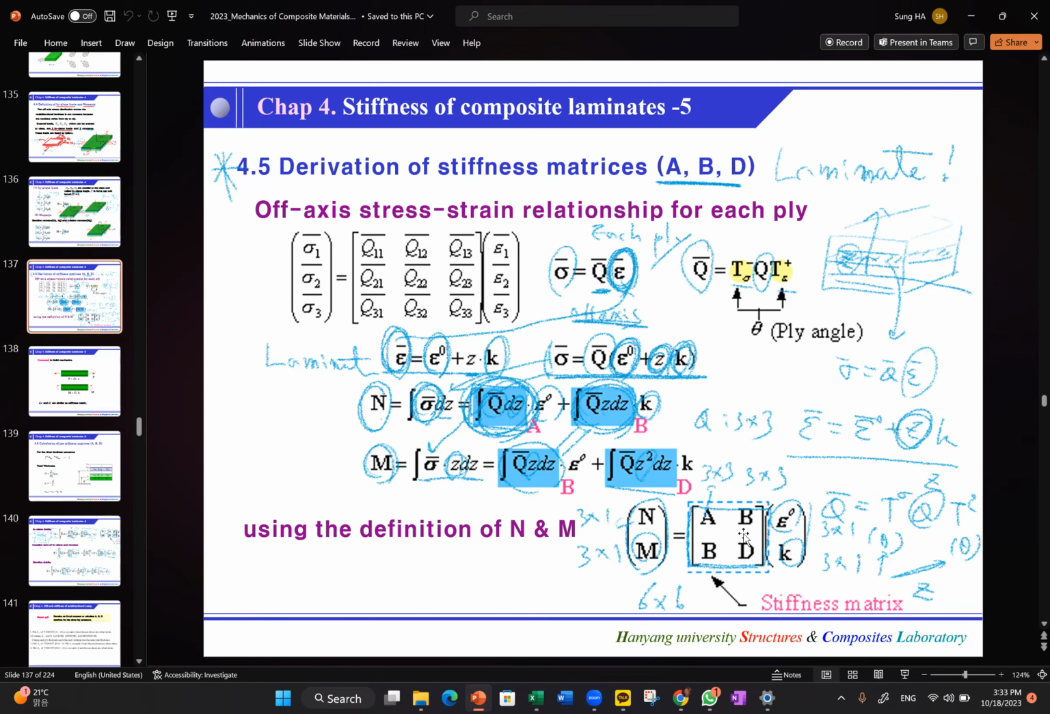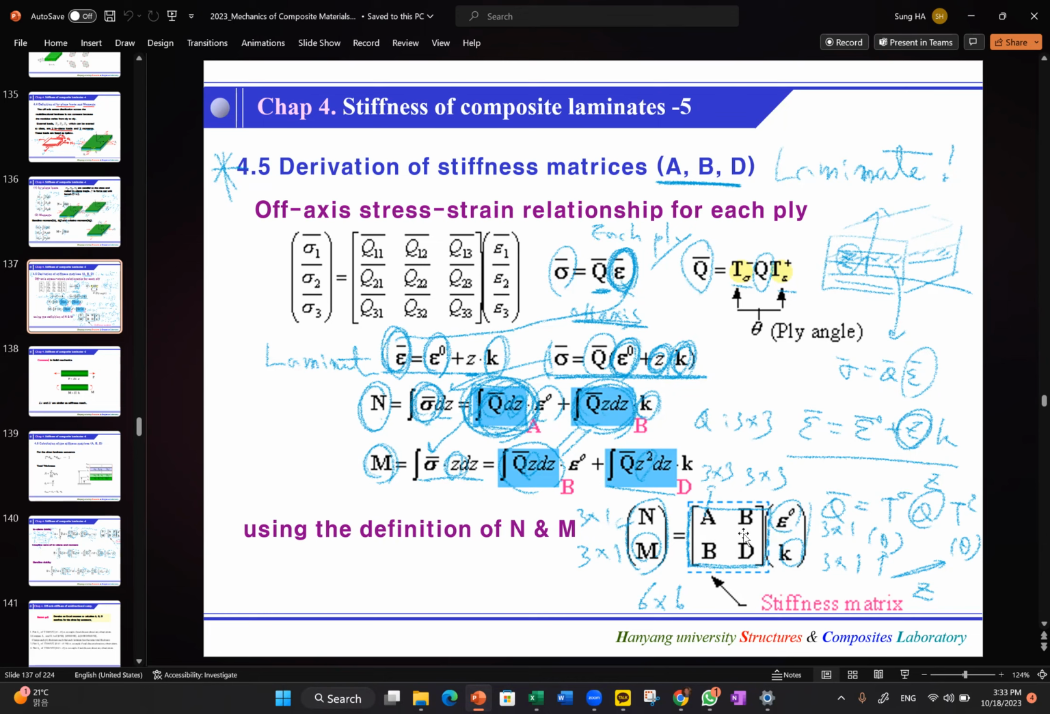So the key point is how to derive this ABD based on each ply's properties. As the equation says, given load N and M, we will have epsilon 0 and curvature. Okay, so we're gonna play with this to better understand this equation.